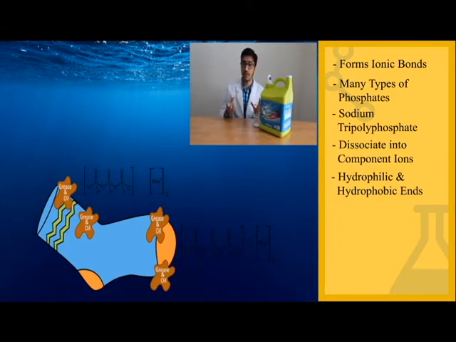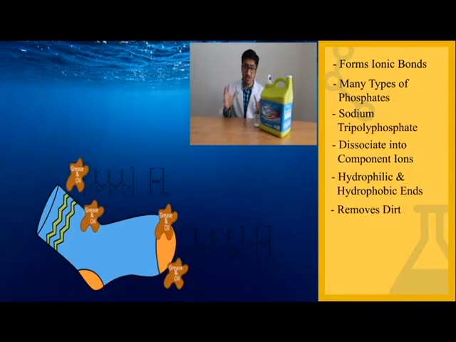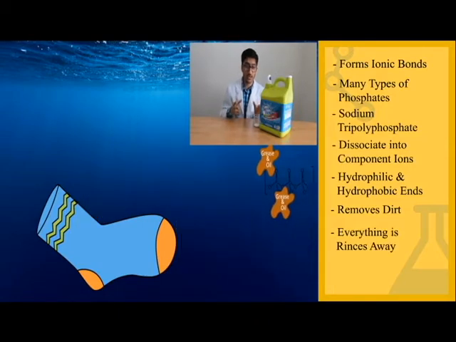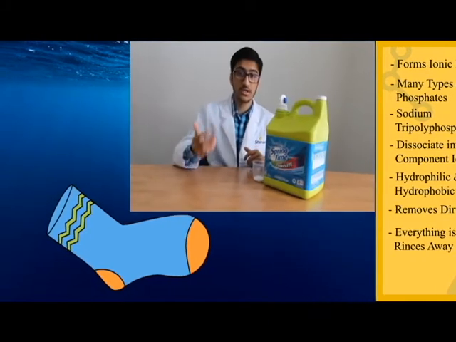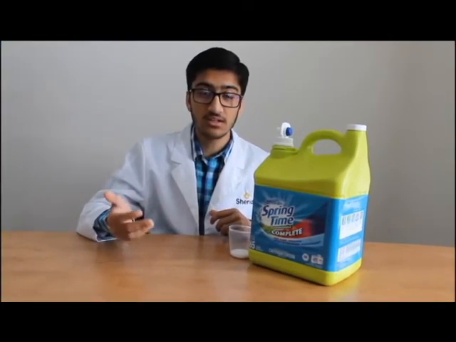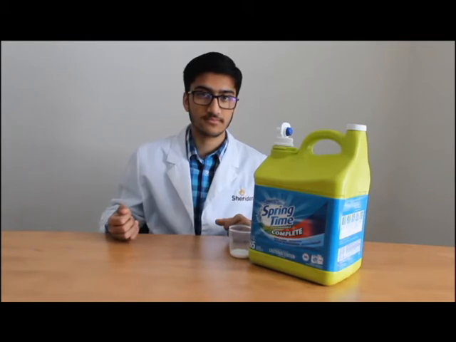The tripolyphosphate ions will surround the grease and dirt and oily stains on the clothing and tear them apart. When the water is rinsed away, the dirt is flushed away with the phosphate ions, which are pulled by the sodium ions, which are attracted to water. Thus, sodium tripolyphosphate can be used effectively to clean clothes and remove stains.